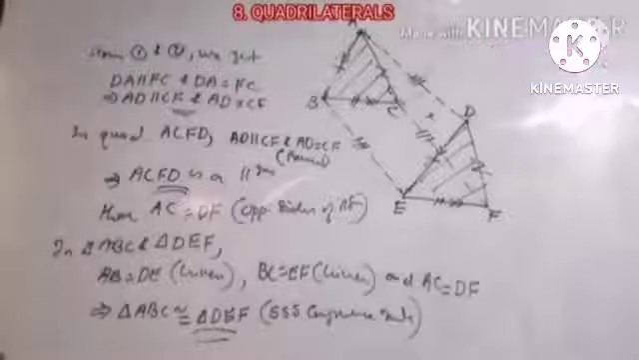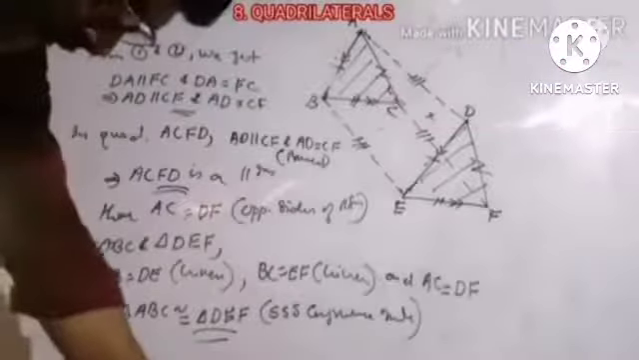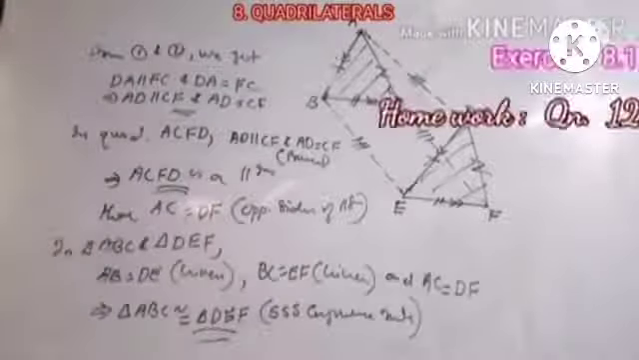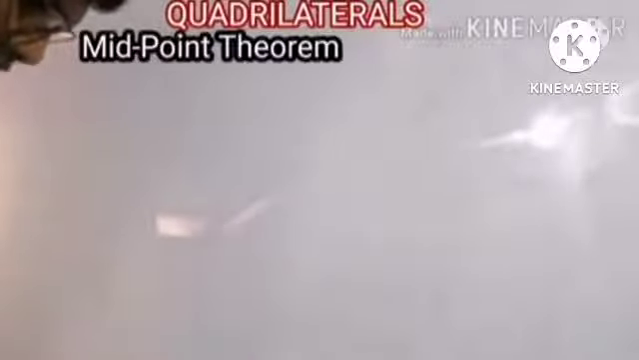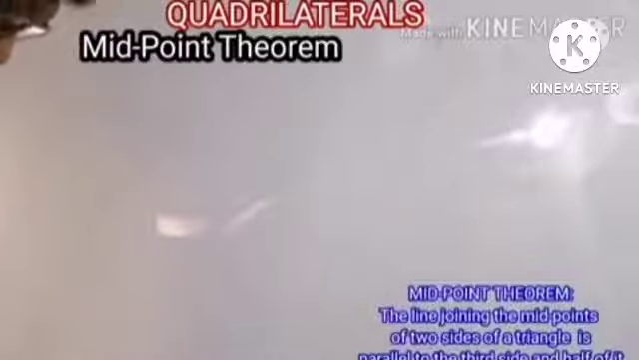Question number 11 is completed. One more question is there; write that question as homework. So we have completed exercise 8.1, 12 questions. Next, let us go through the second part of this lesson, the midpoint theorem.